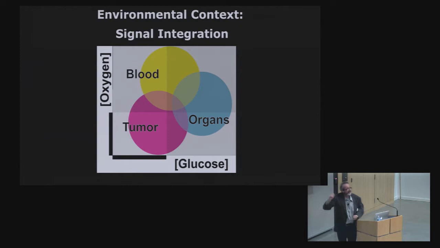But you can imagine that a tumor might be low oxygen, low glucose. Blood could be high oxygen, low glucose, organs, high glucose, high oxygen, whatever. And so we wanted to have sensors that could do the logic there and say, only when you're in the tumor do you do your job, for example.